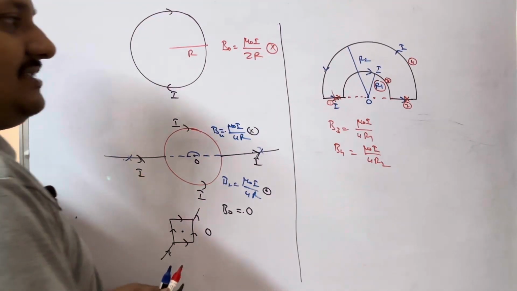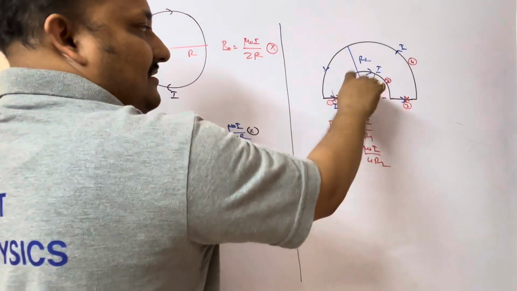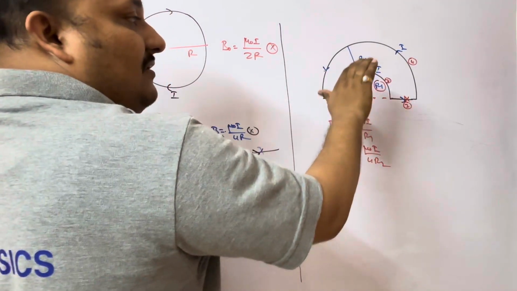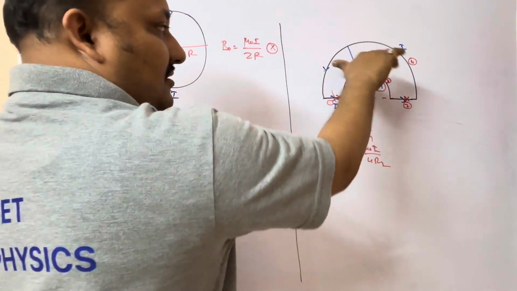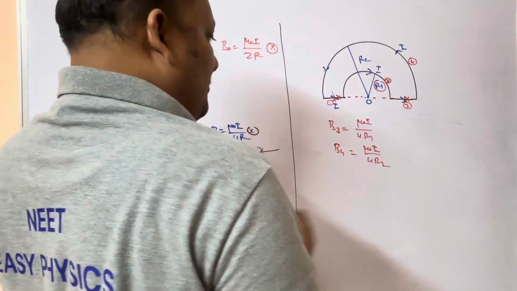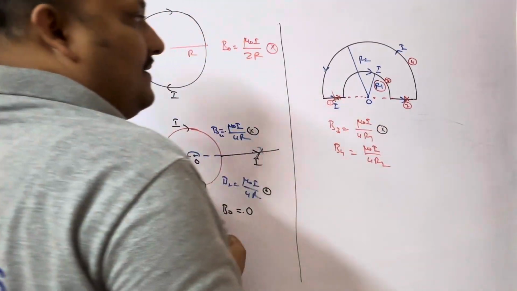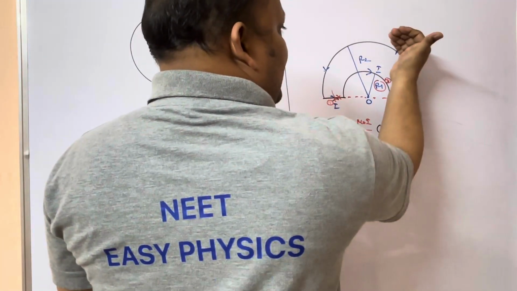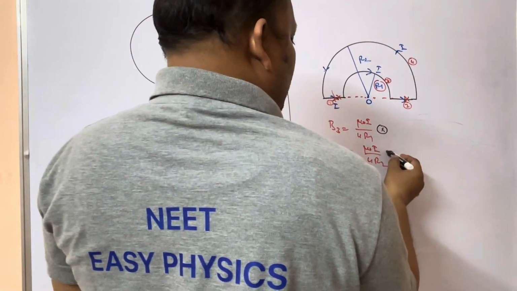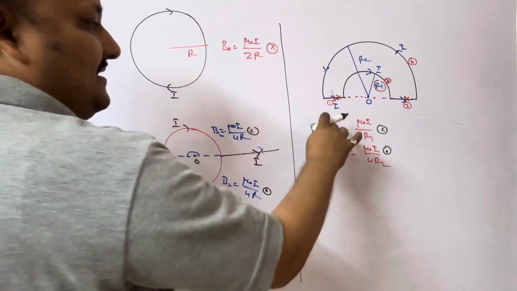Now see the directions. Here current is passing like this. Whenever a curve is there, we have to follow four fingers. So the magnetic field is into the board. Here the current is like this, and the magnetic field is outside the board. Now one is inside, one is outside.